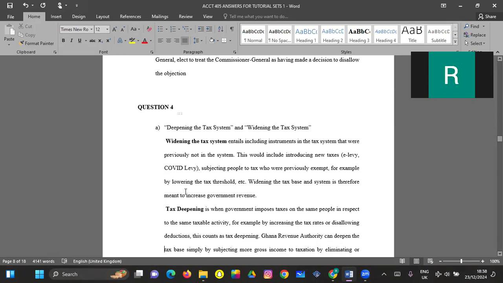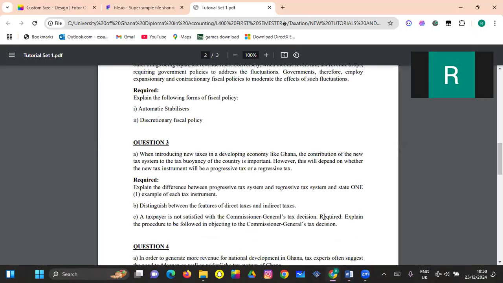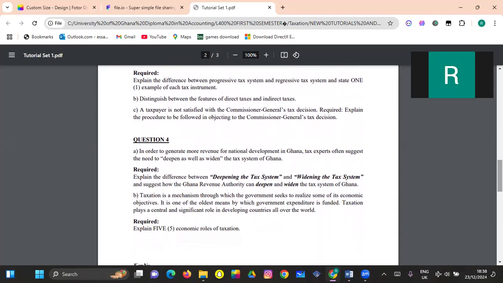All right. So question 4 talks about deepening and widening the tax system. So yes, it's here. Question 4: In order to generate more revenue for national development in Ghana, tax experts often suggest that they need to deepen as well as widen the tax system of Ghana. Explain the difference between deepening the tax system and widening the tax system, and suggest how Ghana Revenue Authority can deepen and widen the tax system of Ghana.